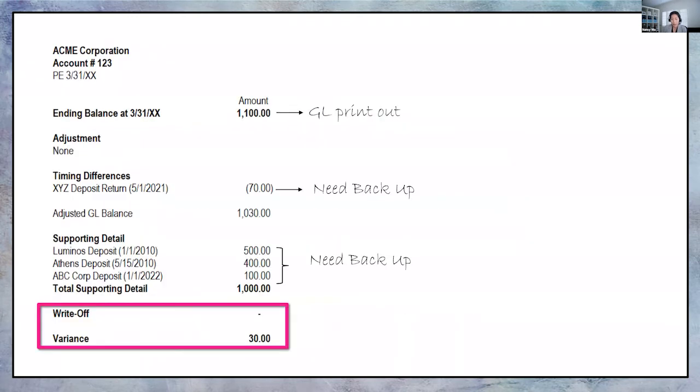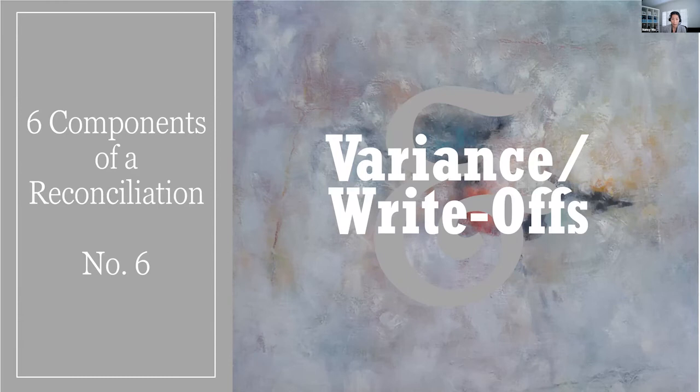What that's going to do is go into our variance and write-off component of the reconciliation, and that is our sixth component. The variance is the sum of your GL plus or minus your supporting detail, plus or minus your timing differences and adjustments. Whatever is left over becomes your variance. This amount is a mystery sum, if you will, that we cannot explain or substantiate with support at this time, right?